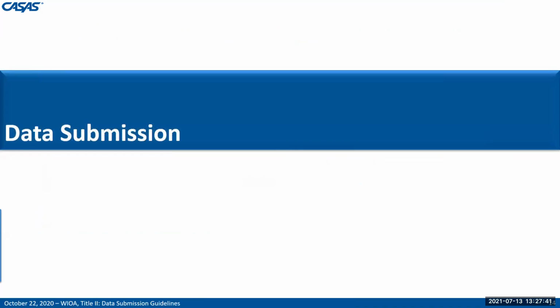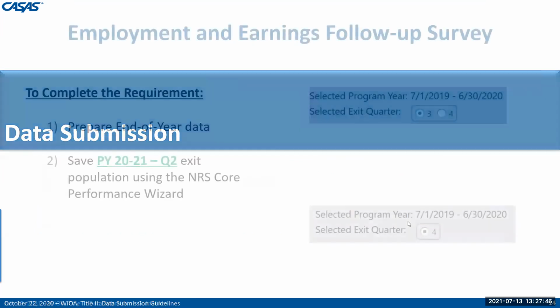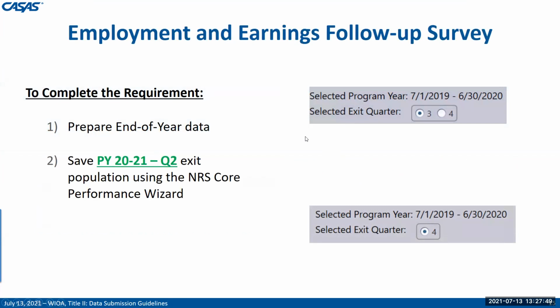All right, now let's get to the technical part of the data submission. On the data submission, you want to make sure that you complete the employment and earnings follow-up survey for the final end of year data integrity. For the final end of year data report, you'll need to make sure to prepare the end of year data to save the program year 2020 to 2021 quarter 2 exit population using the NRS Core Performance Wizard.